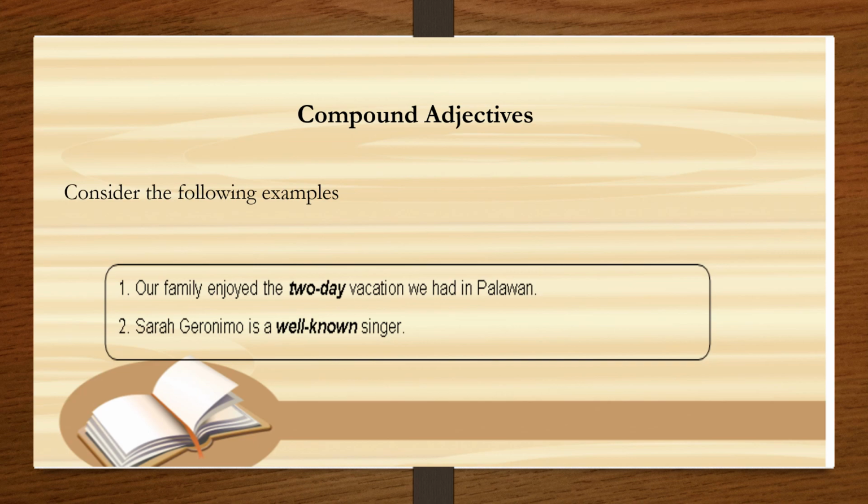On the other hand, some adjectives are formed by joining two different words to give a new meaning. These adjectives are called compound adjectives. They are usually hyphenated to avoid confusion. Consider the following examples. Number 1, our family enjoyed the 2-day vacation we had in Palawan. So 2-day is a compound adjective. Number 2, Sarah Geronimo is a well-known singer. Well-known is a compound adjective.